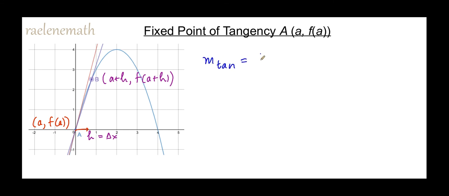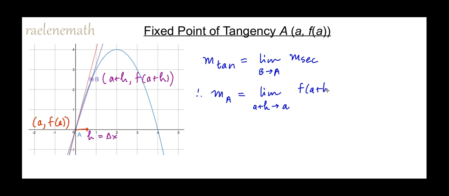Then we can still calculate m tangent. This is the big concept, which says it's the limit as point B moves towards or approaches point A of the secant slope. And therefore, the slope we are interested in is the slope at point A, which is the limit as the x-coordinate of the second point, a plus h, approaches the x-coordinate of the point of tangency, which is a, and we calculate delta y the same way, y2 minus y1, and we calculate delta x the same way, x2 minus x1.